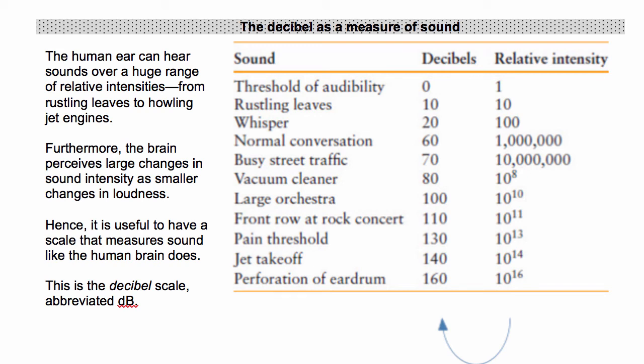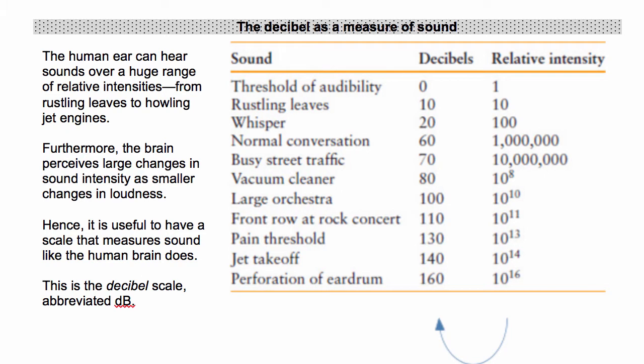Besides using logarithms to measure earthquakes, we also use logarithms to make the scale that measures the loudness of sound more manageable. The human ear can hear sounds over a huge range of relative intensities, from rustling leaves to howling jet engines. Furthermore, the brain perceives larger changes in sound intensity as smaller changes in loudness.